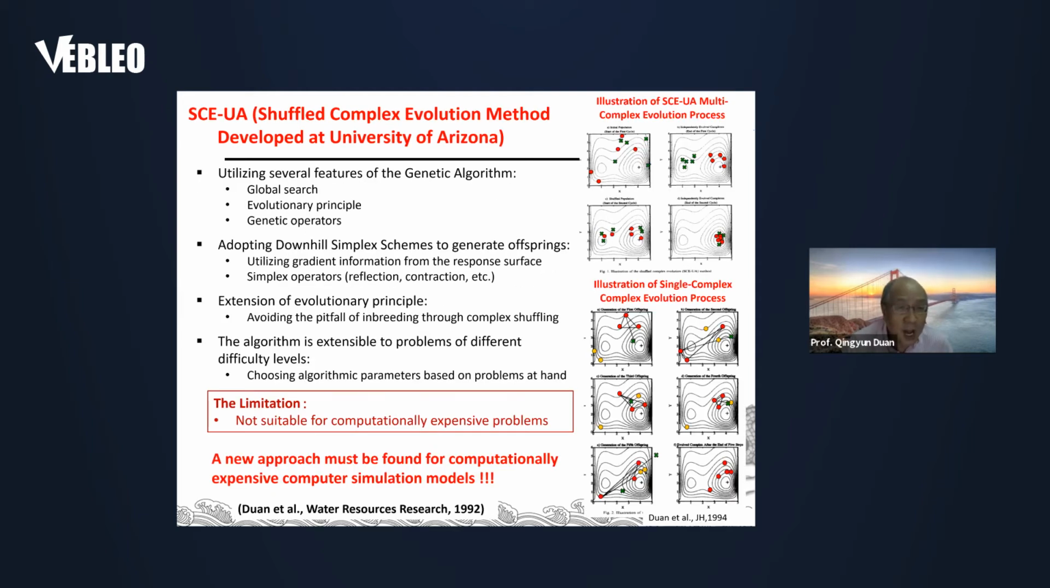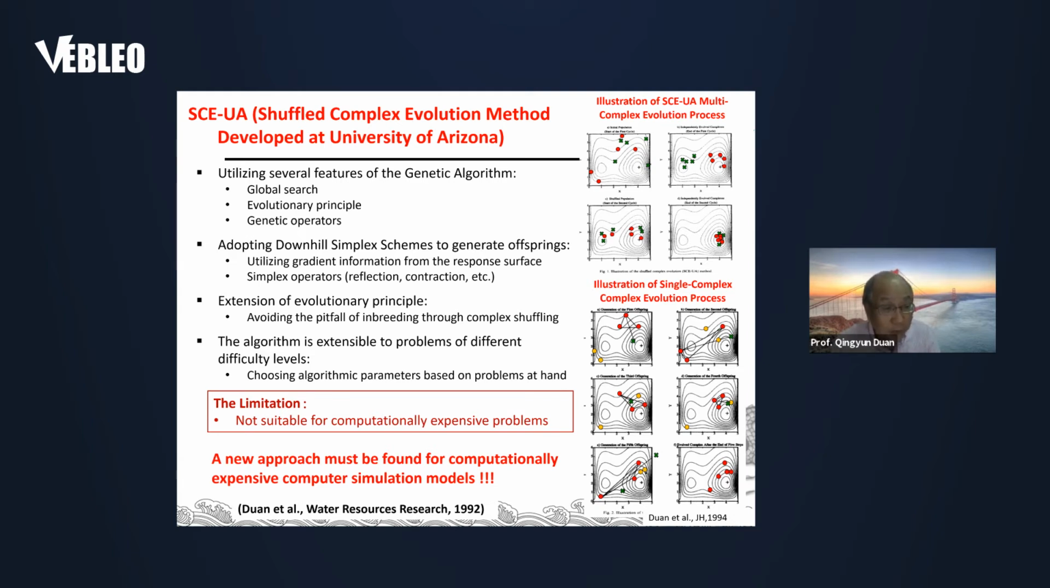So let's talk about SCE methods. It stands for Shuffled Complex Evolution Methods, developed at the University of Arizona. This method is motivated by the genetic algorithm. It makes use of all those good features in the genetic algorithm: the global search, evolutionary principle, genetic operators. But when I started working with the genetic algorithm, it was very inefficient. It took a long time to converge. You have thousands of model evaluations to converge. So I decided to speed it up. So how do I do that?